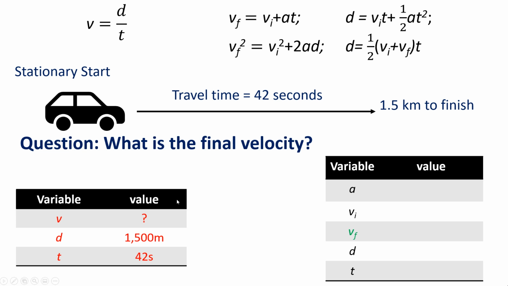So let's start with the constant velocity case. Well, that's just simply the distance divided by the time. 1,500 divided by 42, right? According to this equation, which would be 36 meters per second.